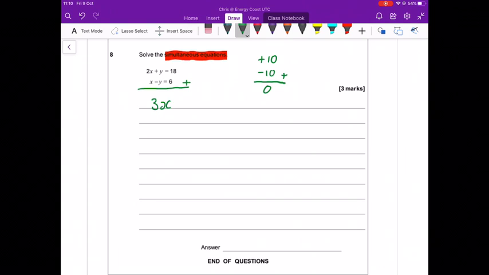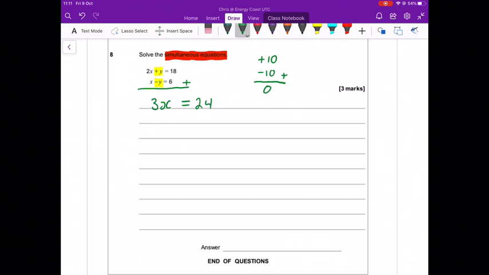So what is 2x add x? It's 3x. What is plus y add minus y? The same as with plus 10 and minus 10, or plus 6 and minus 6, whatever you want to think. They disappear, so it's just going to vanish. So 3x, no y's, and that was the point of doing this, equals 18 and 6 is 24. All I've done is add the top row to the bottom row, and the y's have vanished because you get nothing if you do minus y add y.